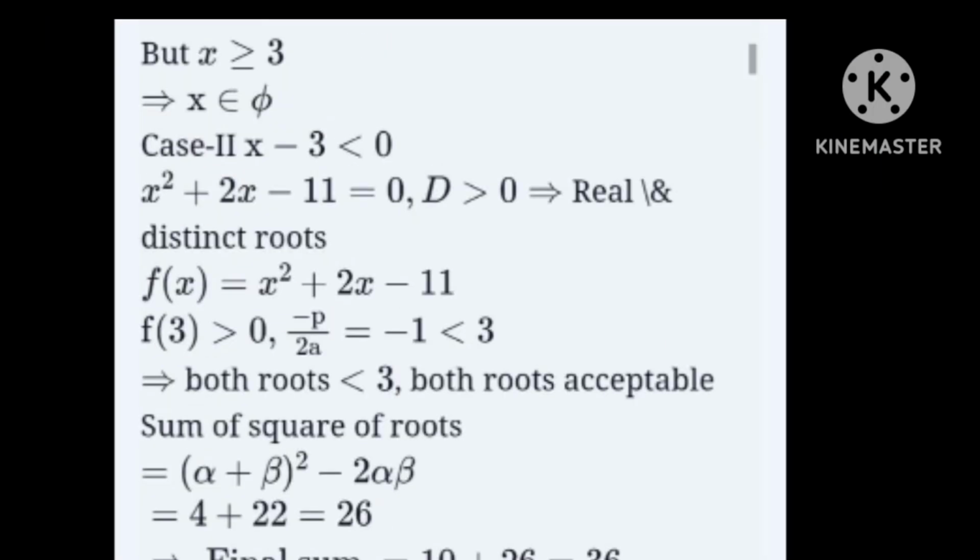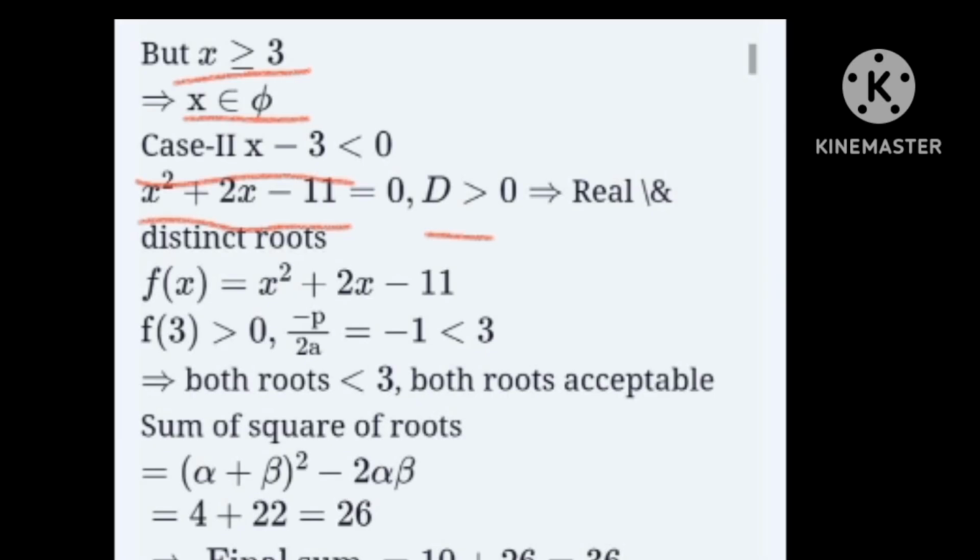So here x greater than or equal to 3, so x belongs to the interval. Second case, x minus 3 less than 0. Less than 0 means mod x is equal to minus x. That gives x square plus 2x minus 11 is equal to 0. Find out the delta, so real and distinct roots.